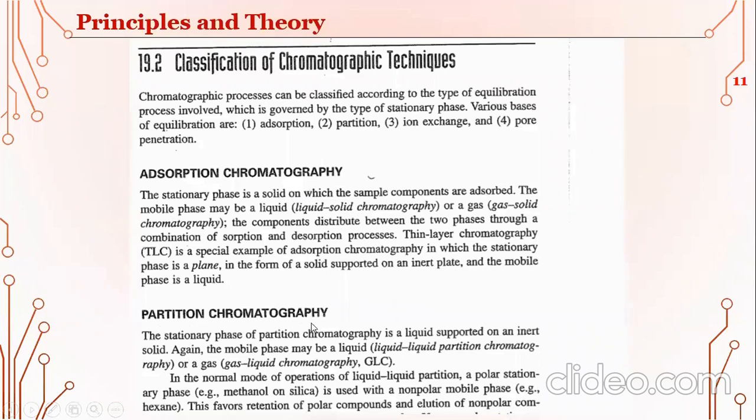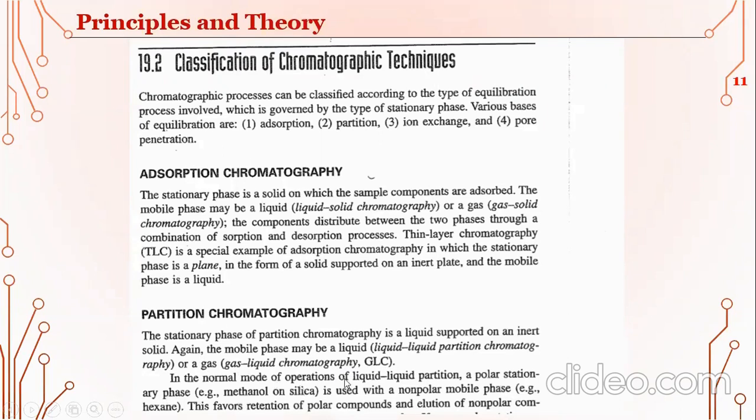For partition chromatography, the stationary phase is liquid, supported on an inert solid. So the stationary phase is liquid in partition chromatography. And what will be the support? The support will be an inert solid material that could be of anything. Again, the mobile phase may be liquid, so that will be liquid partition chromatography, or gas, so gas liquid chromatography, GLC.